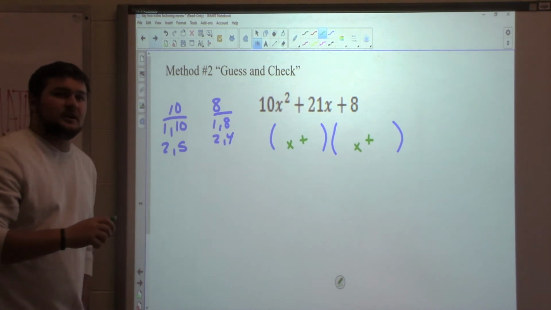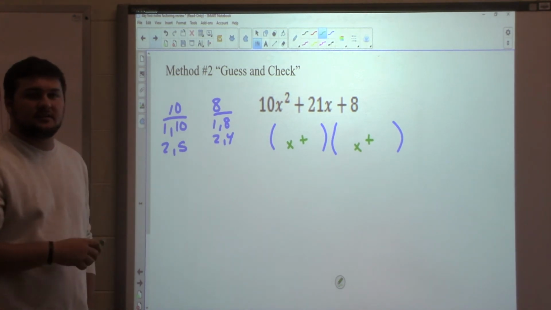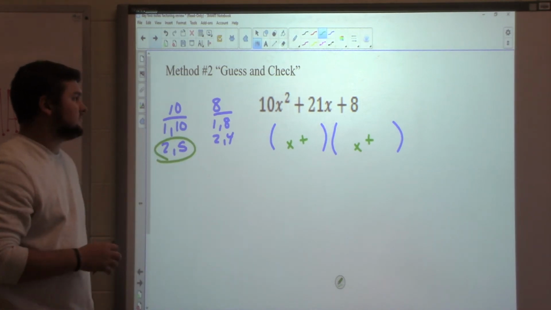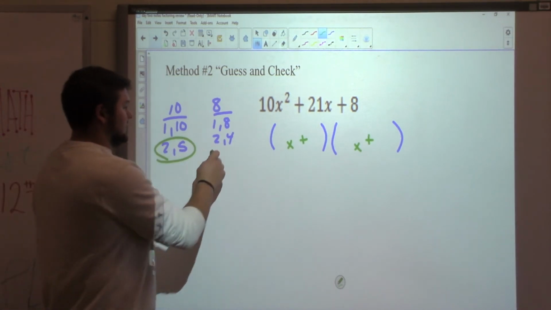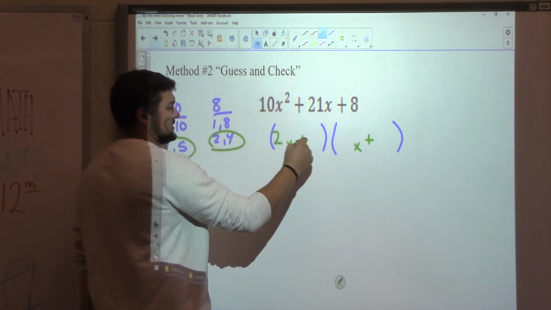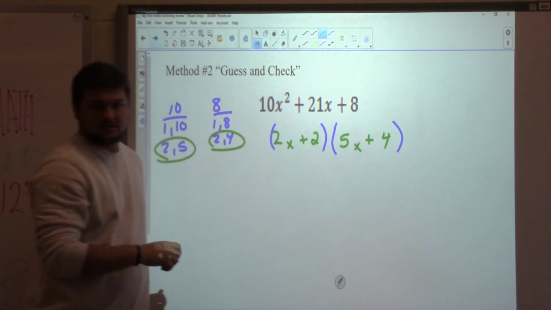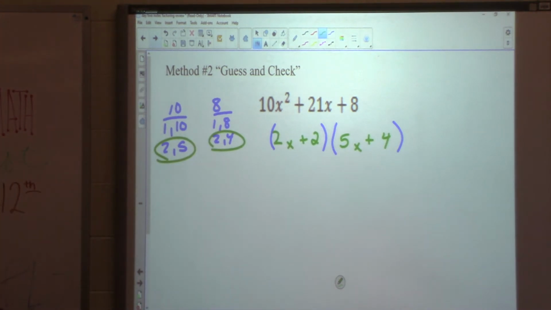So, Larson, pick a pair of factors of 10. 2 and 5. Okay? Pick a pair of factors of 8. 2 and 4. Okay. So I'm going to try 2x plus 2, 5x plus 4. I'm going to check. I'm guessing, checking.